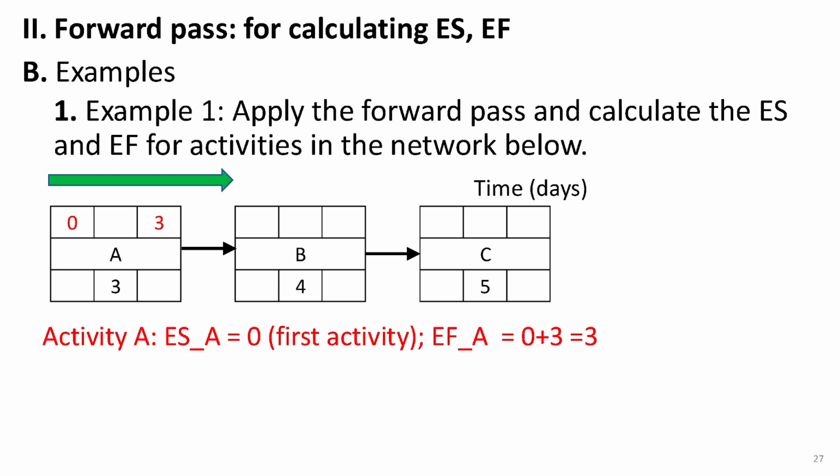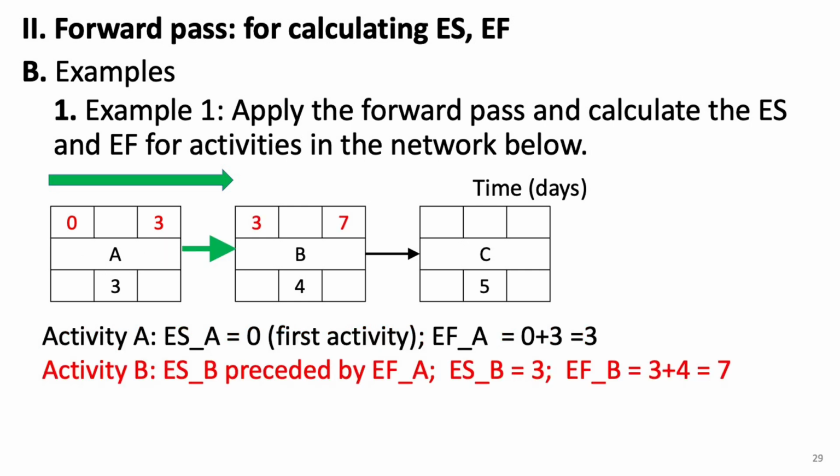Now, A has a duration of 3 days, so if it starts at time 0, then it must finish on day 3. That gives us an early finish of 3. Next, following the link from A to B, we see that B starts immediately after A finishes. Since A finishes on day 3, the early start of B must be 3. To find the early finish of B, we simply add its duration, 4 days, to early start. This gives us an early finish of 7.